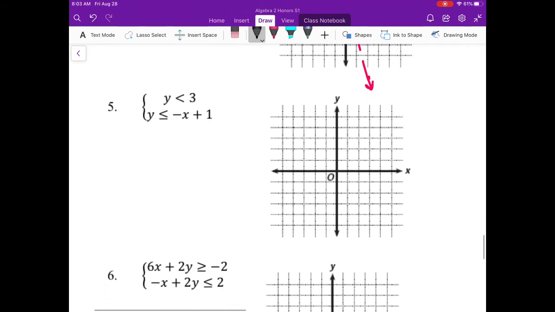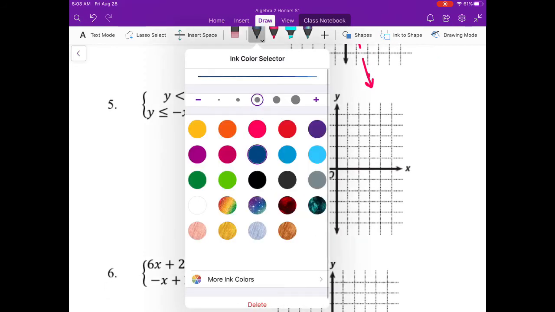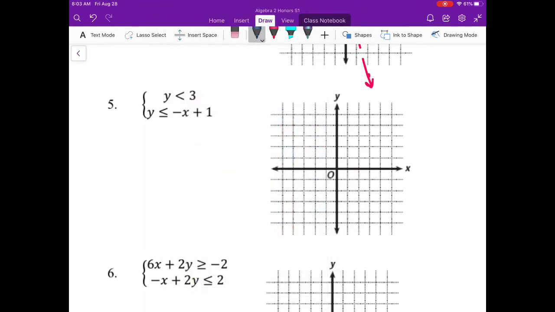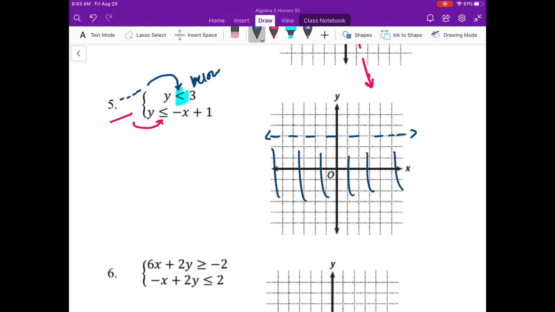Let's go on to number 5. So my first line here, I know it's going to be dashed because there's no equal to. And my second line will be solid because of the equal to. So my first one is just up at 3, and it's a horizontal line. It's now saying less than, so we are going to shade below this line. So just do a light shading below the line.